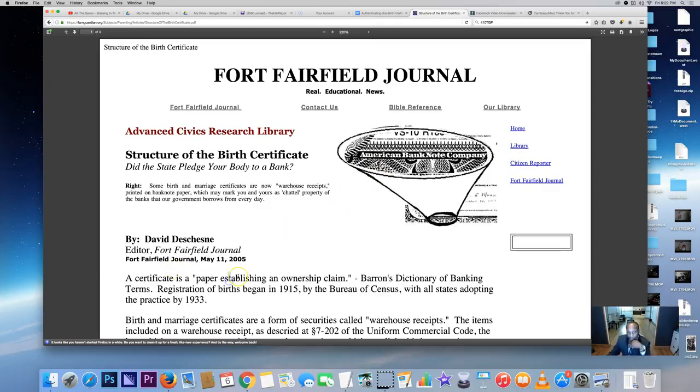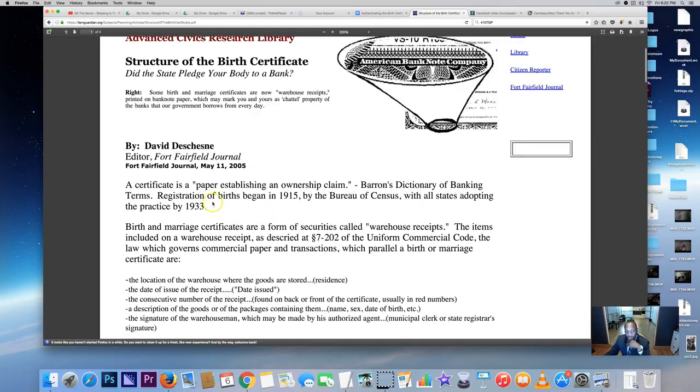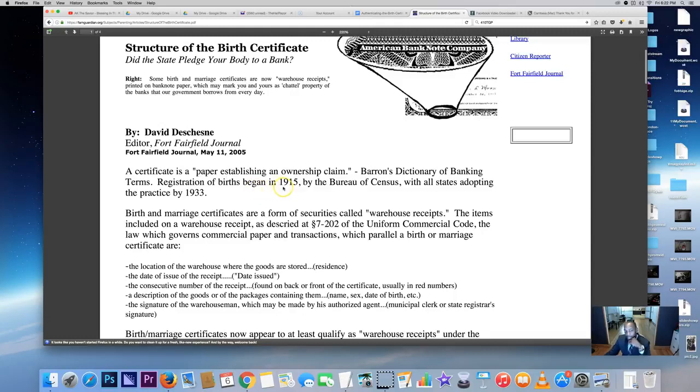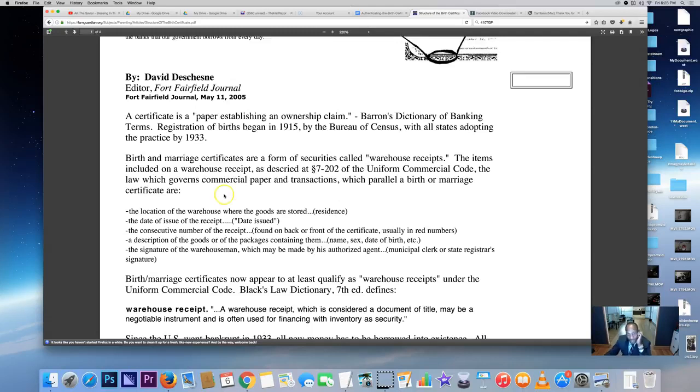A certificate is a paper establishing an ownership claim. Okay? Ownership claim. Barron's Dictionary of Banking Terms. Registration of births began in 1915. Remember that date, right? It began in 1915 by the Bureau of Census, with all states adopting the practice by 1933. Remember, 1933 is an important year. That's when the government confiscated all the gold from the American people. We have to understand where history connects itself, where all of this began.